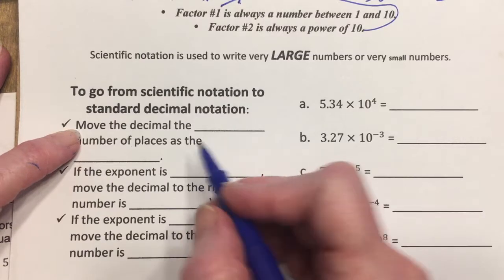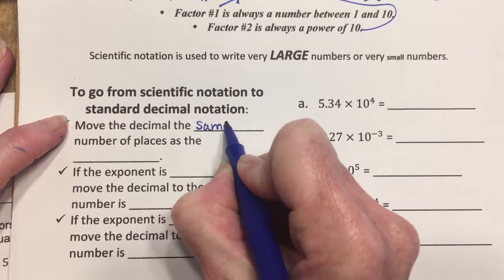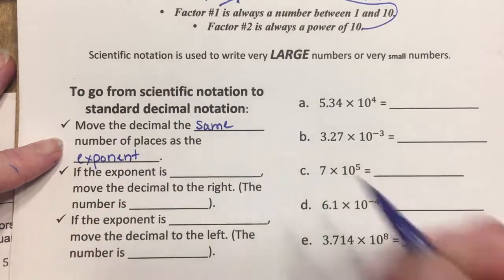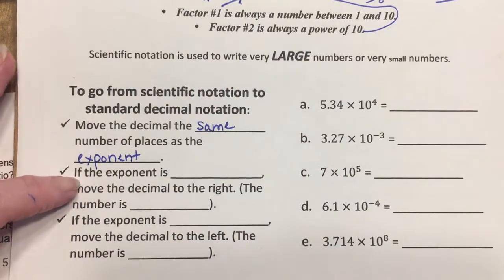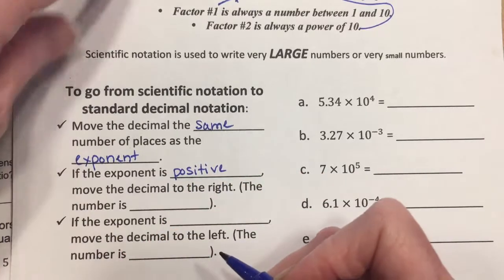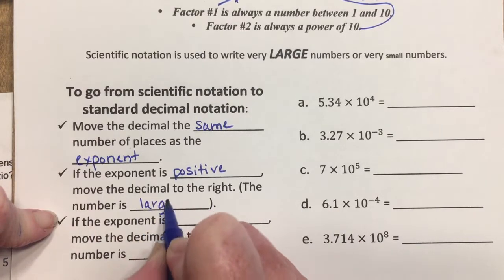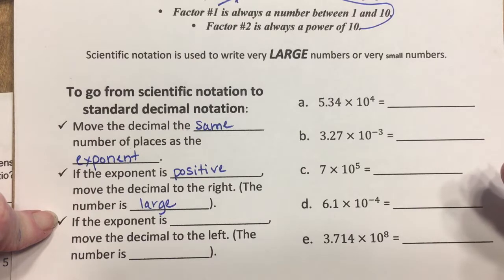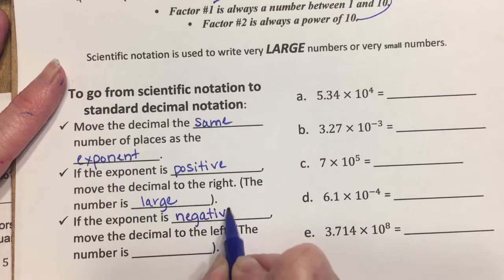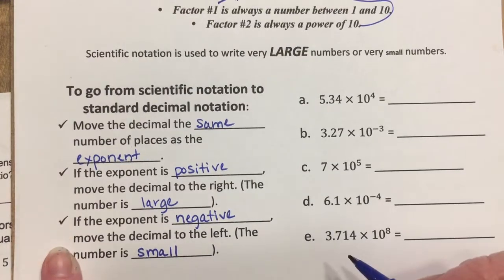So the first thing to do when you're trying to take it out of scientific notation is to move the decimal the same number of places as is in the exponent. So you're going to look at the exponent and move the decimal that many places. If the exponent is positive, the number is going to get bigger, so the decimal is going to move to the right. You want a big number, so you don't want to make it smaller. If the exponent is negative, you're dividing. What happens when you divide? The number gets smaller. It moves to the left because the number is small.